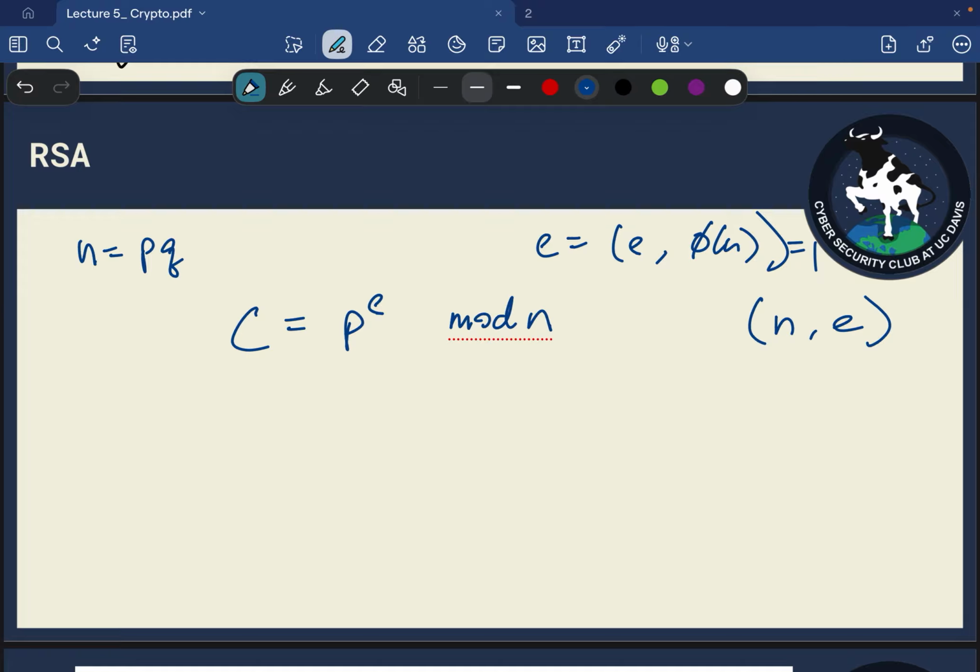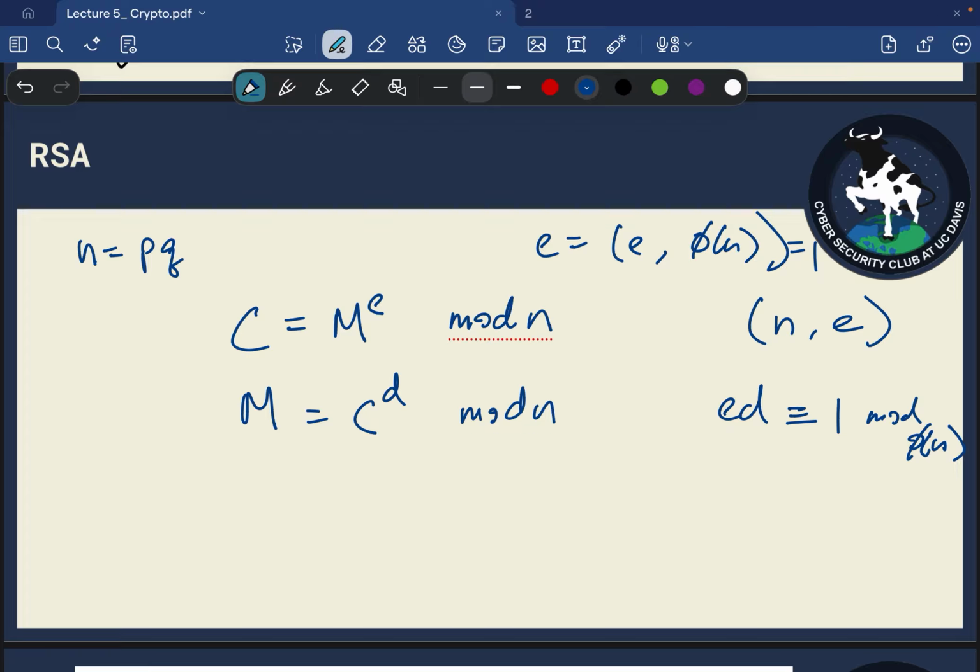And for you to decrypt the text, you will just take the ciphertext. This p is, by the way, your message, so maybe I should use m instead of plain text. So that's the message you raise to the power of e modulo n. That's your ciphertext. And in order to decrypt it, you will take c to the power of d modulo n, and that's equal to your original message. e and d are congruent to 1 modulo phi of n.